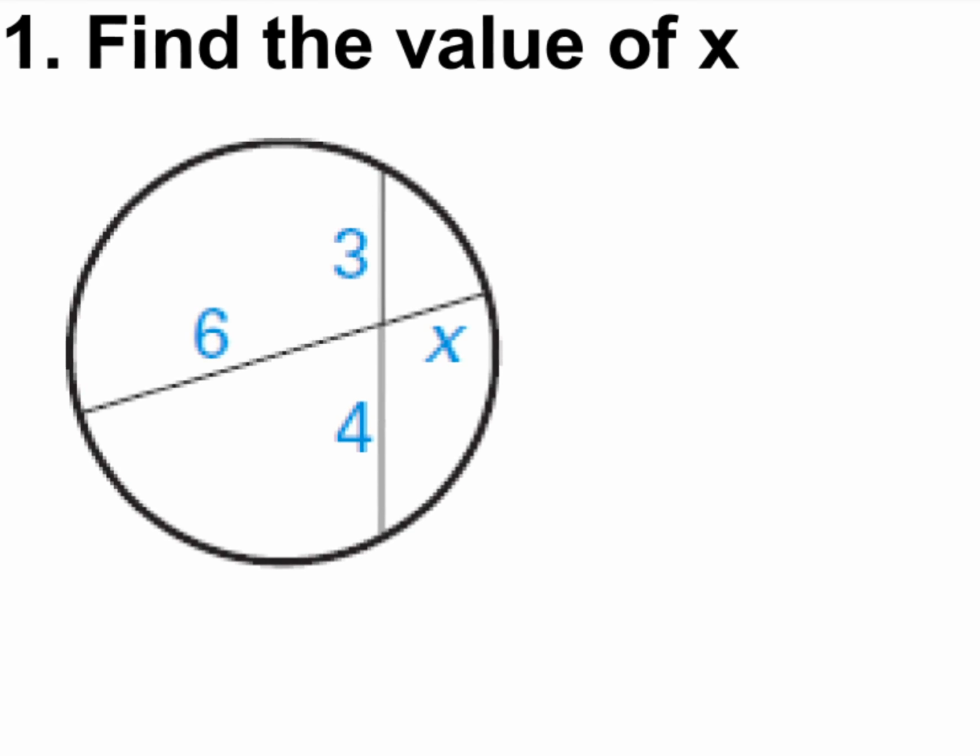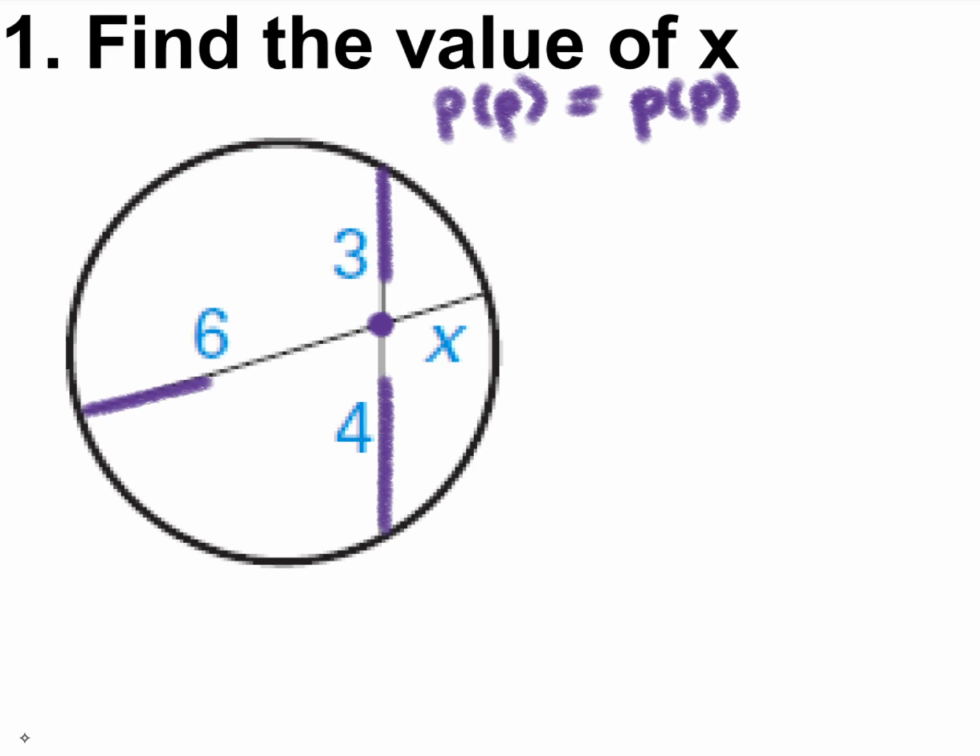We want to find the value of x. What we have to do in a problem like this is recognize that the vertex of the two lines crossing is right here inside the circle. And what that tells me is I'm going to use a specific equation that we call part times part is equal to part times part. All that means is we take part of this one line and multiply it by the other part of the same line, and then we take the part of this line and multiply it by the other part of that same line.